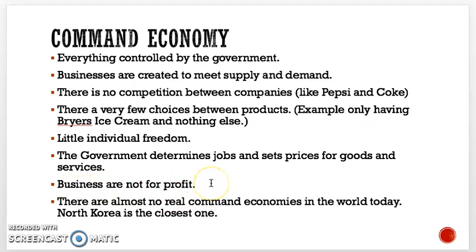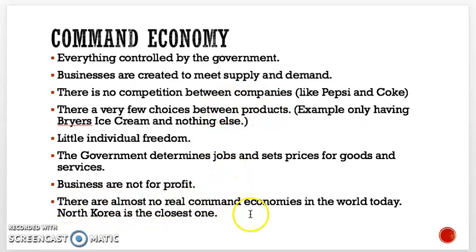Businesses are not for profit, meaning if any of your parents own their own business and they want to make money doing it, they can. Maybe they open, let's say, a gym, and that gym does really well, then they open a second one because they want to make more money and it's profitable. Businesses in these command economies are not allowed to do that. They are there to just meet the supply and demand, and that's it.